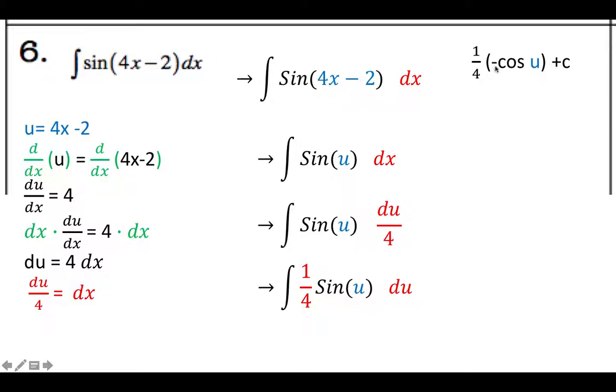Alright, now what I'm going to do next is this negative, I don't like it written this way. I'm going to move it in front of the 1/4. My last step is this blue u right here. I'm going to substitute my original function. There we go, we are done.